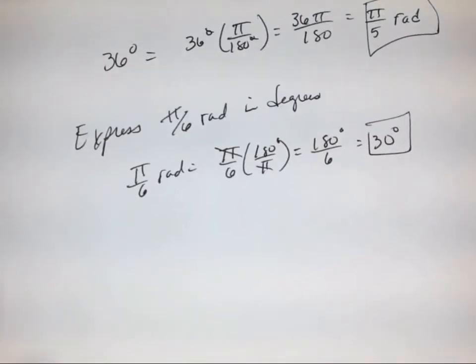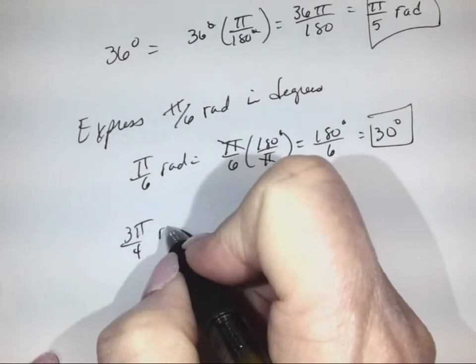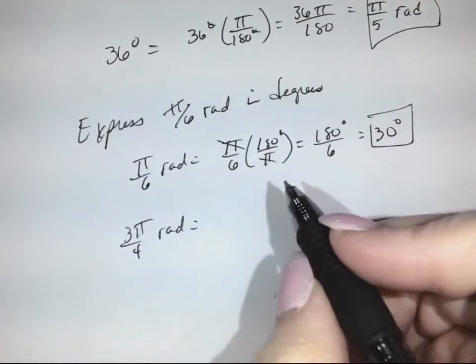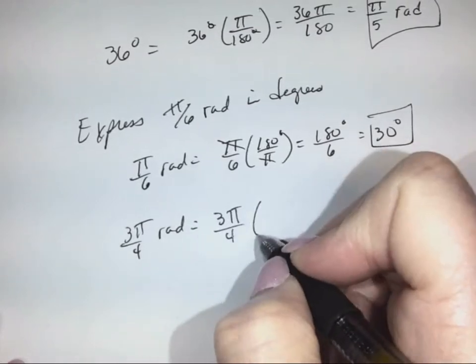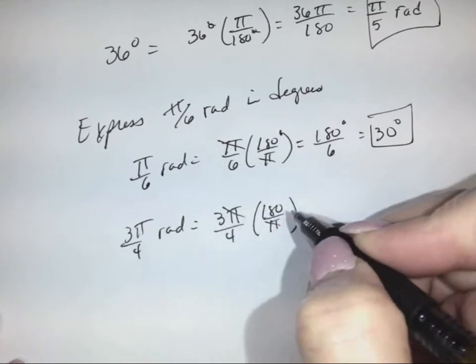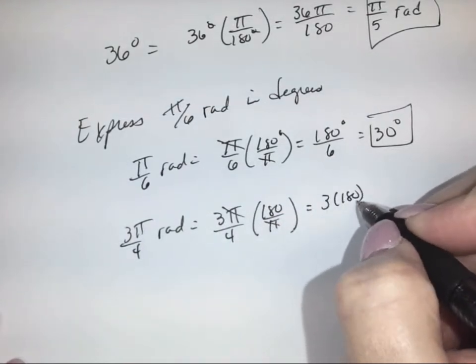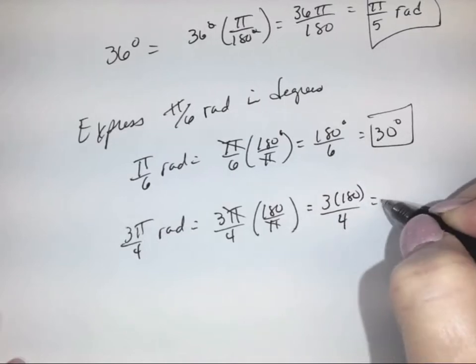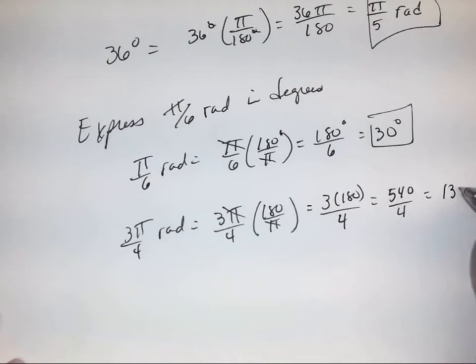Okay, let's do one more. So 3 pi over 4 radians would be equal to 3 pi over 4 times 180 over pi. The pi's will cancel. We have 3 times 180 divided by 4, which is 540 divided by 4, which will get us 135 degrees.